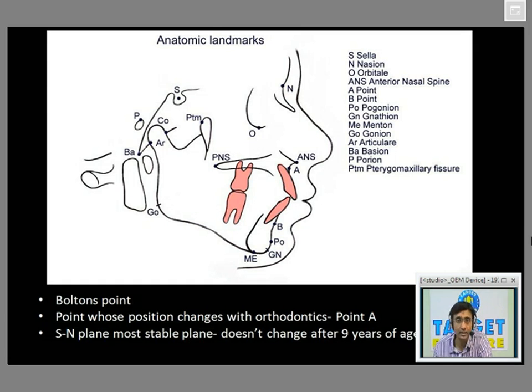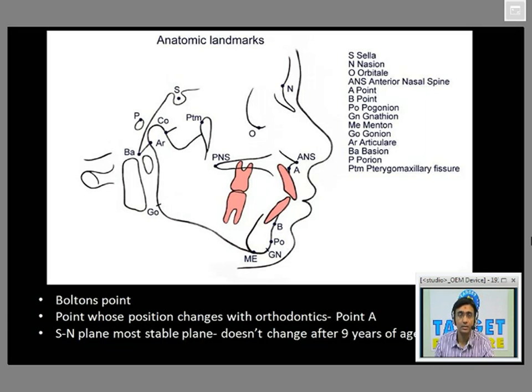Also, point A would change with the orthodontic treatment. For example, if you procline the teeth, when you tip the crown forward, the root is going to go inside, so point A might go slightly behind along with the root. But if you protrude the teeth, like you move the tooth bodily out, point A is supposed to come out. At the same time, if you retract the teeth, point A would go inside.